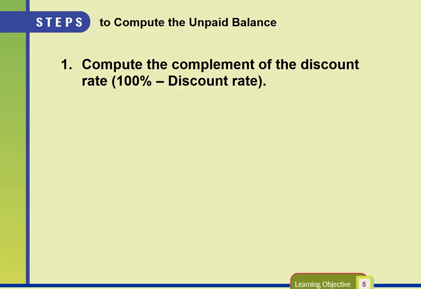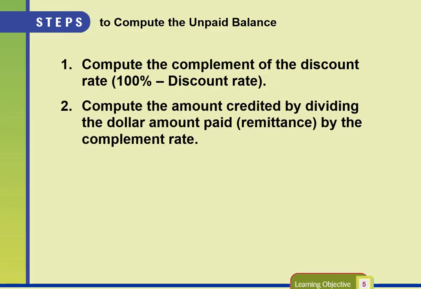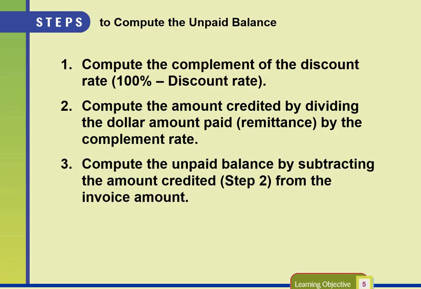Okay, so here are just the steps. We're going to first find the complement rate of the discount. We're then going to find the amount credited by dividing the dollar amount paid, or the remittance, by the complement rate. And then finally, we're going to find the unpaid balance by subtracting the amount credited from the invoice amount.